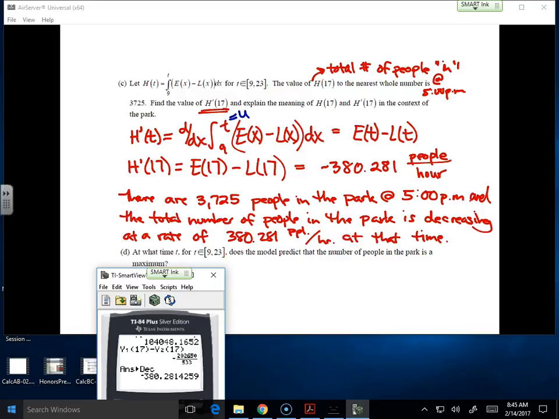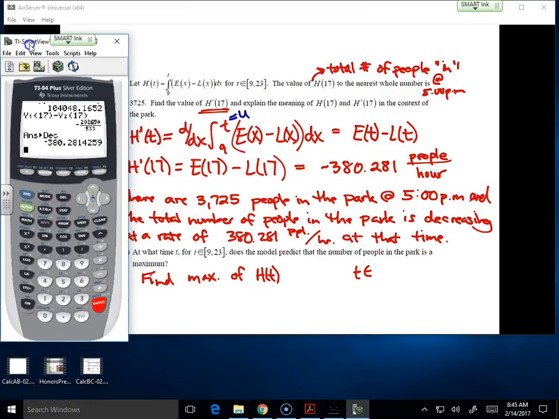Maximum. Wait, what stands for the number of people in the park? Oh, we just figured this out. H of t. Okay, so hold on. Here's what they're asking us to do. Find the maximum of h of t. Calculator's in the way. Oh, little buddy, you're in the way. Don't do that. There we go. Find the max of h of t for t within 9 to 23.